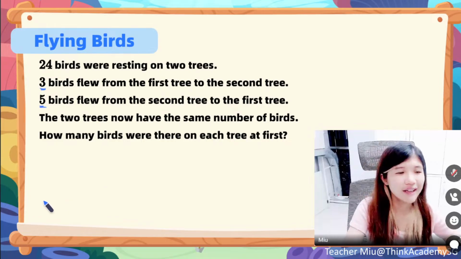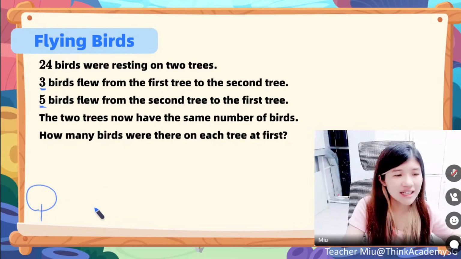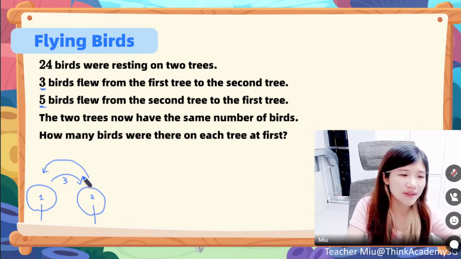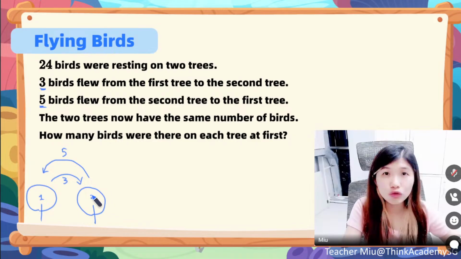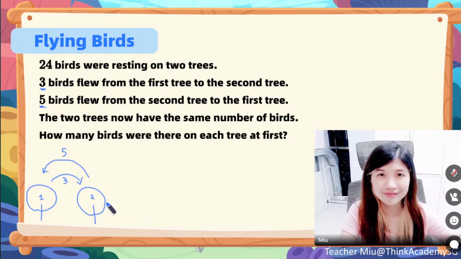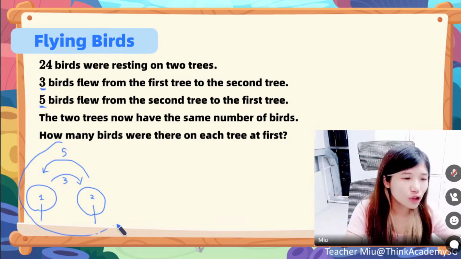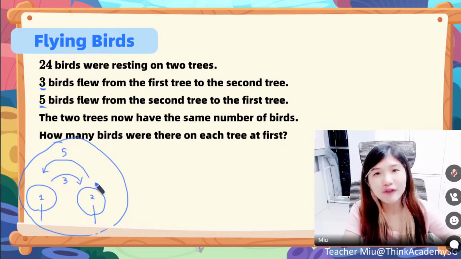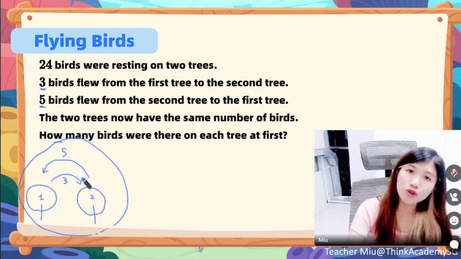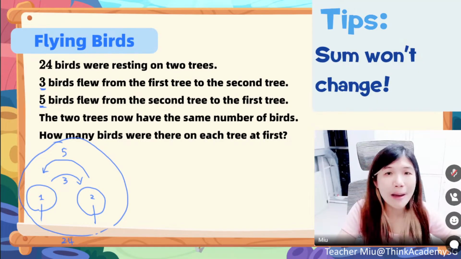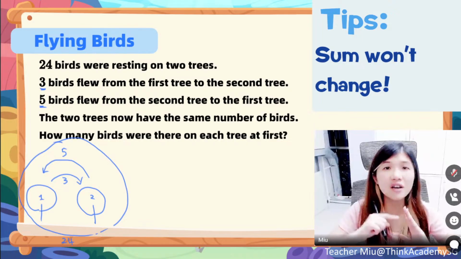Guys, I got a question. If this is the first tree, wait, this is the second tree. 3 birds coming from the first to the second, and then 5 flying from the second to the first. Would the total change? No way, right? No, because we can see here the 2 trees as a whole. No matter you are flying to the first tree or the second tree, the total would always be 24. So this is something you need to remember. This is what we call the internal exchange.